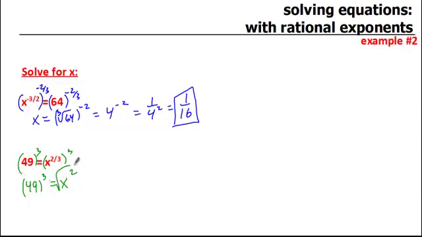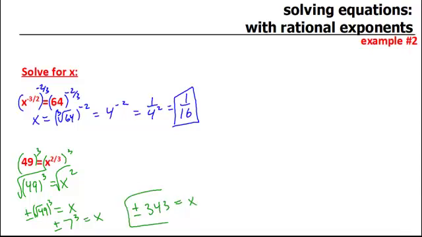And what special thing has to happen when you extract a square root? You have to take into consideration what? Yeah, the plus or minus. So this is plus or minus the square root of 49 cubed. So you get plus or minus 7 cubed as your answer. And 7 cubed is 343. So plus or minus 343 is your solution.